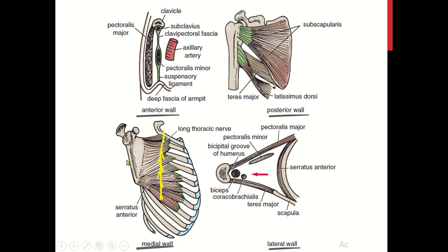So in this diagram we can see this is anterior wall of axilla and it is formed by pectoralis major, pectoralis minor and subclavius muscle. The posterior wall is formed by subscapularis, teres major and latissimus dorsi muscle. The medial wall is formed by upper 4 or 5 ribs and the intercostal spaces are covered by a serratus anterior muscle. So the lateral wall is formed by coracobrachialis and biceps muscle in the bicipital groove of humerus. So this was all about the boundaries of axilla.